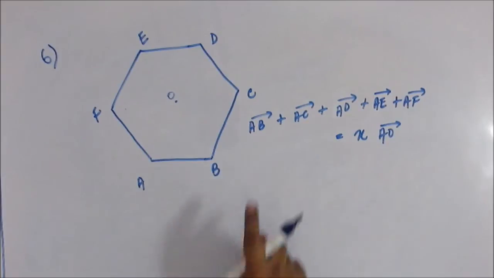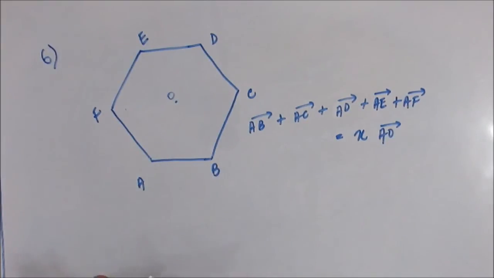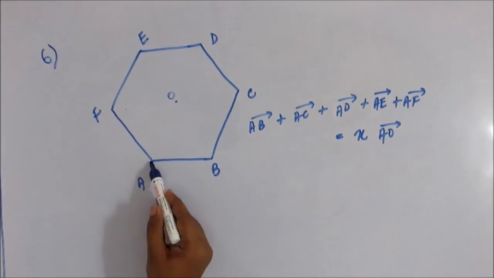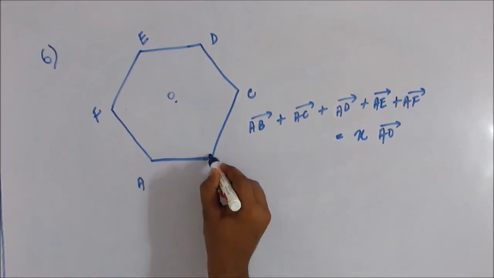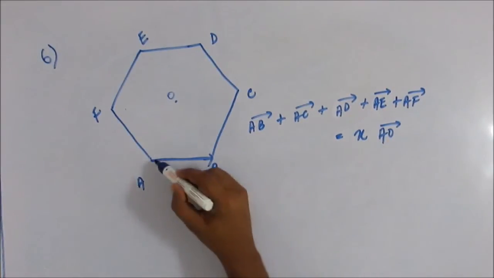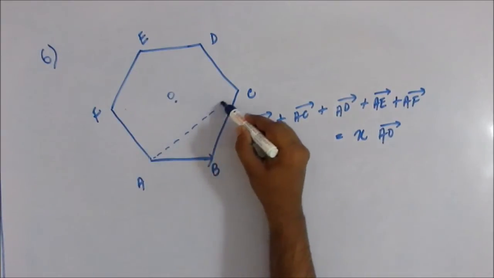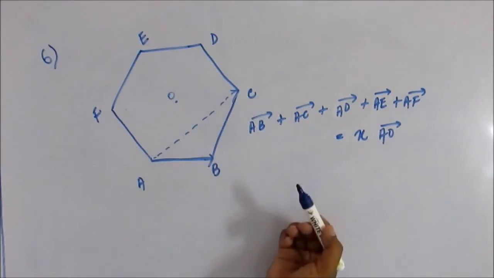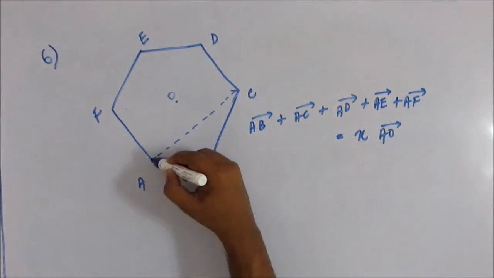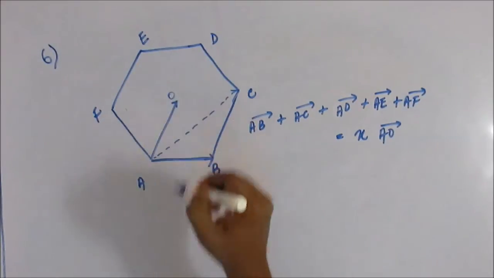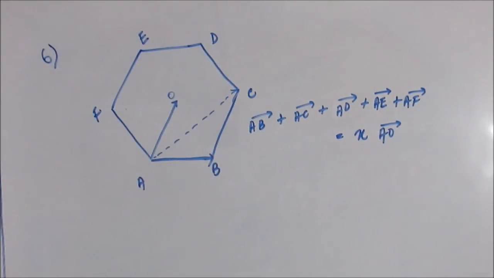Now AB vector, with a symbol you will understand that AB vector is the one that starts at A and ends at B. So this is AB vector. Similarly, AC vector is the one which starts at A and ends at C. This is AC vector. Similarly, you know all the 5 vectors. So it is x times AO vector. AO vector is this. Starts at A, ends at O. So you have to find the value of x.